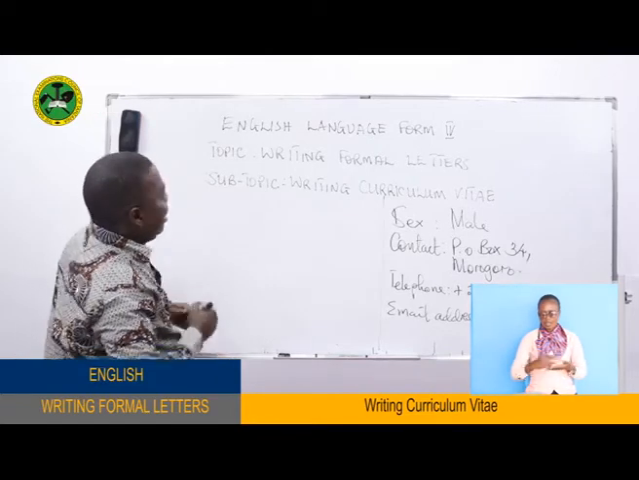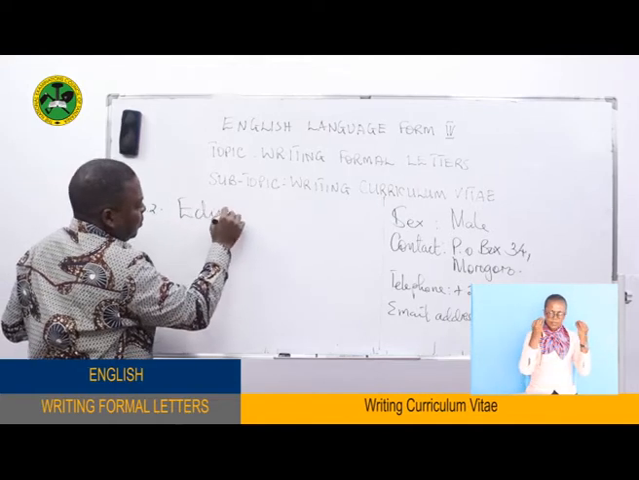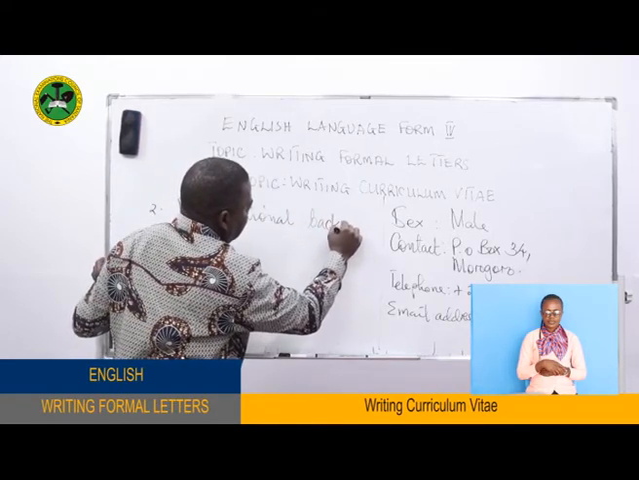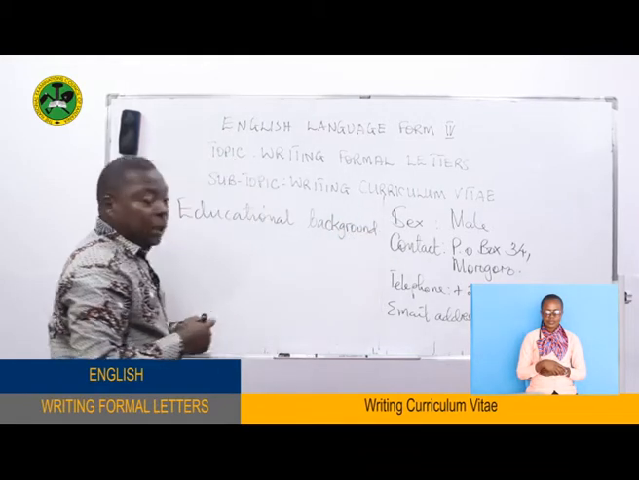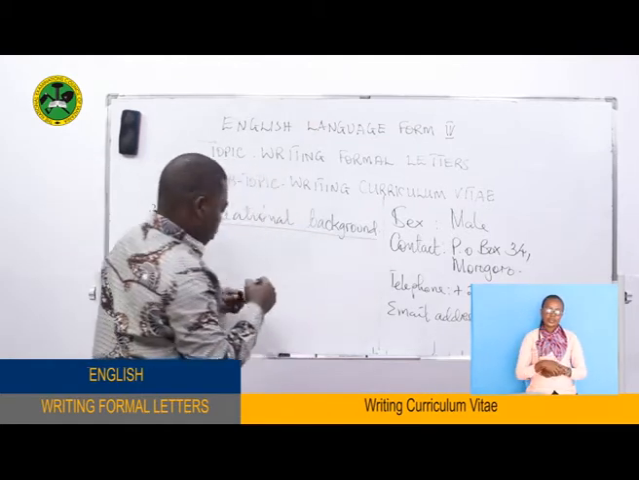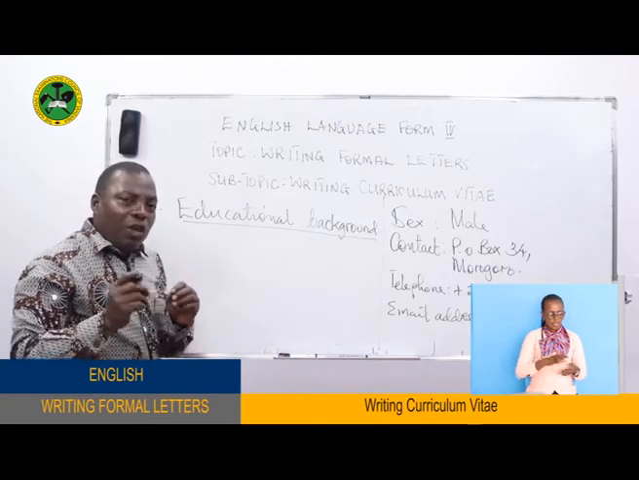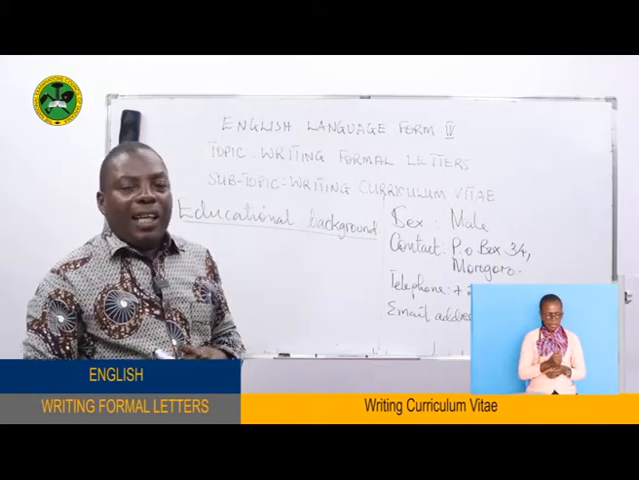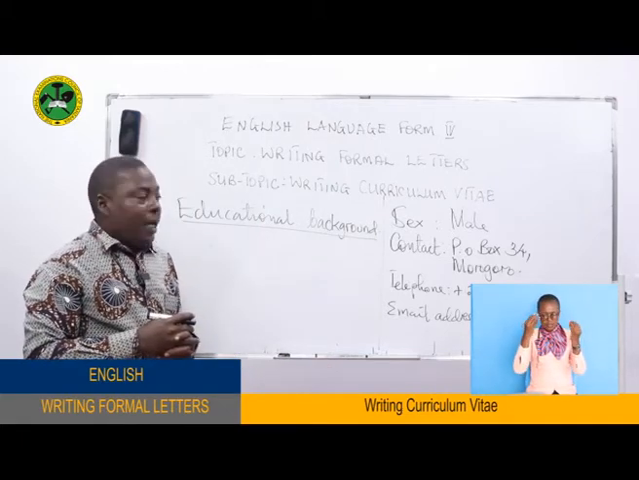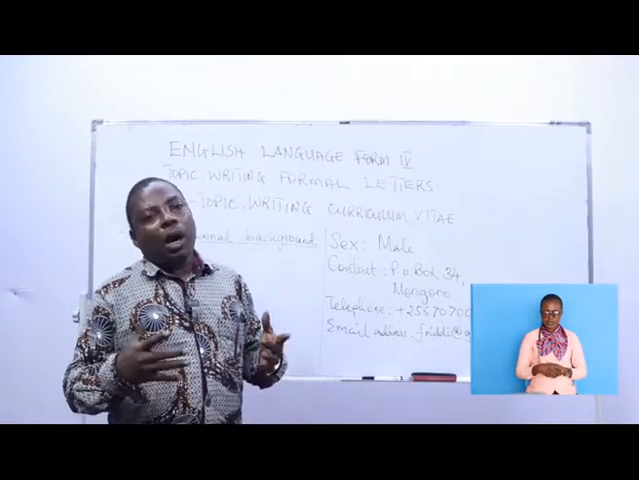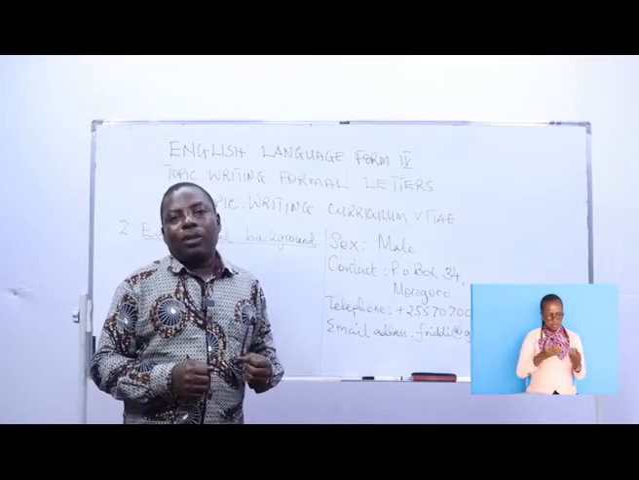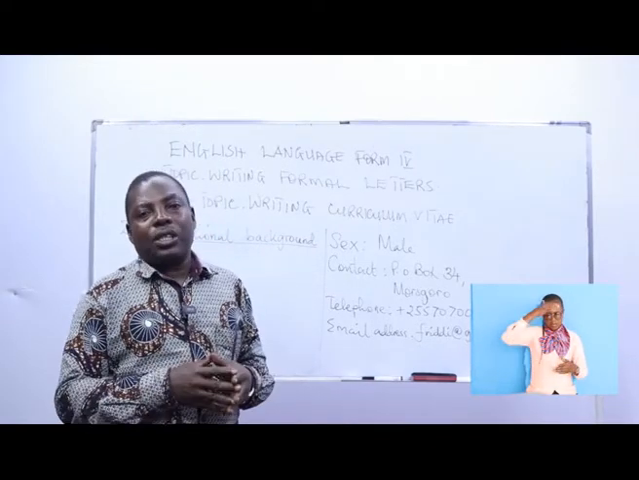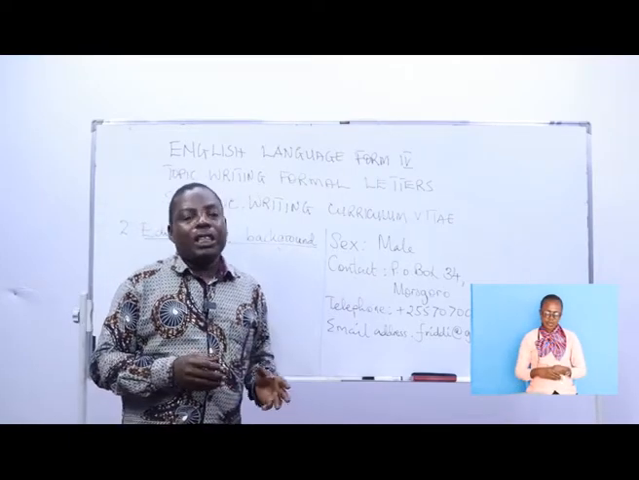Part 2 from our list is educational background. Educational background. In this area, the information that we expect has to do with the level of education that you have gone through. And the levels of education we are talking about are primary school level, secondary school level, meaning O-level education and A-level education, and higher learning institutions. And this stands for colleges and universities.